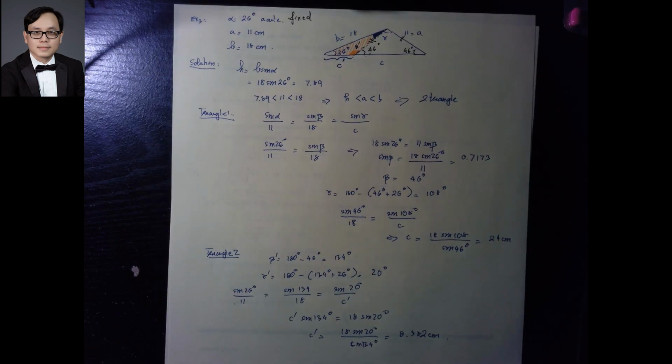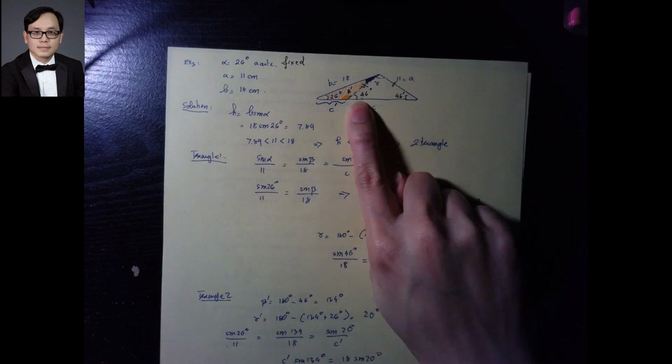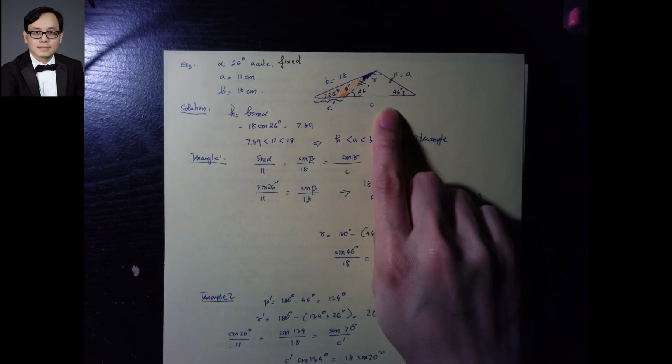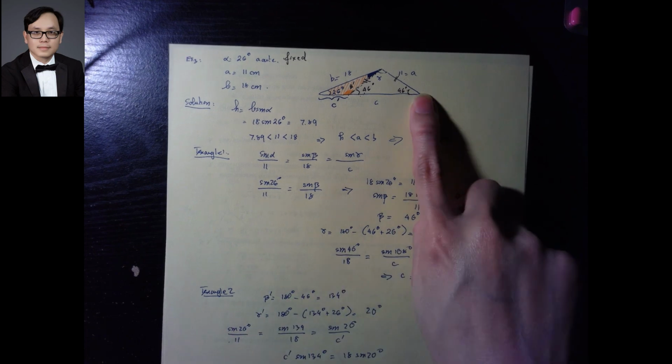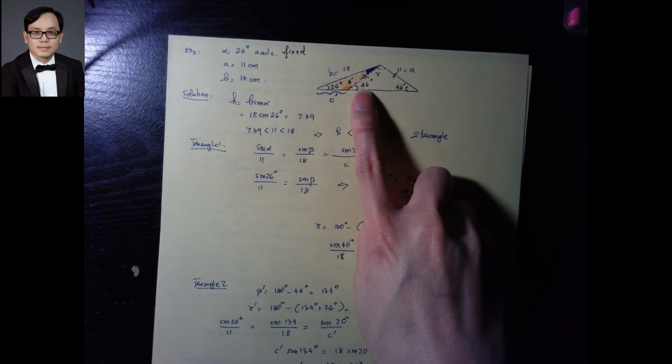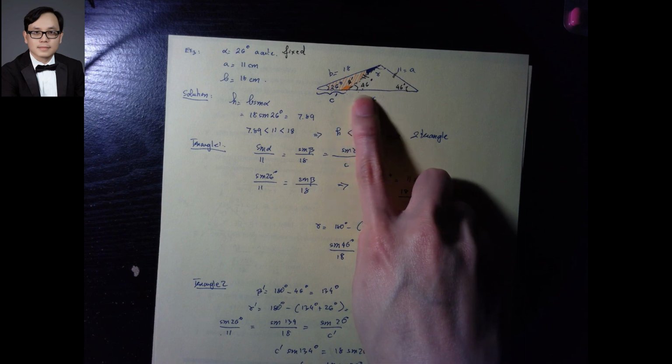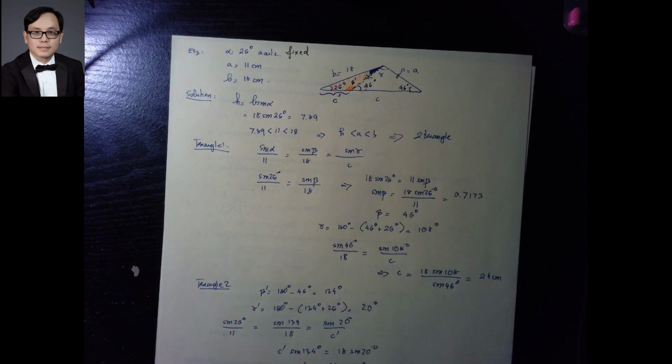So when you have the case of having two triangles, you have to be careful. You have to draw carefully. Then you must be able to draw the second triangle based on the angle beta, by drawing the isosceles whose base angle is the same as angle beta. Then from there you can solve both triangles.